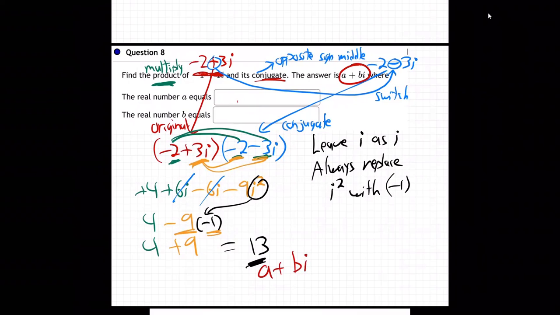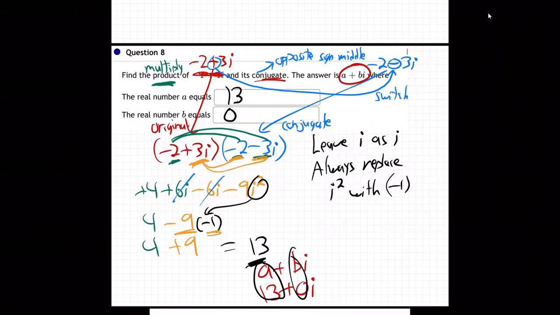So the a is 13. It's 13 plus 0i, isn't it? There's no imaginary part at all. It's 13 plus 0i. So that means I come up here and I go, okay, the a is 13. The b is 0, right? The b is the imaginary part. There's no imaginary part. And the a is the 13. And so that's our answer.